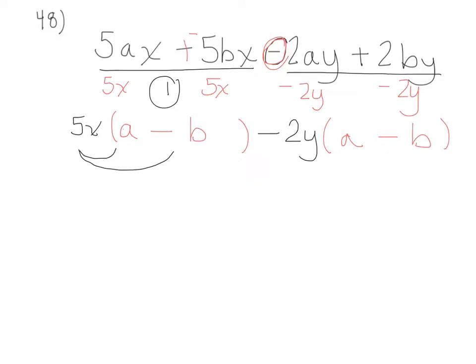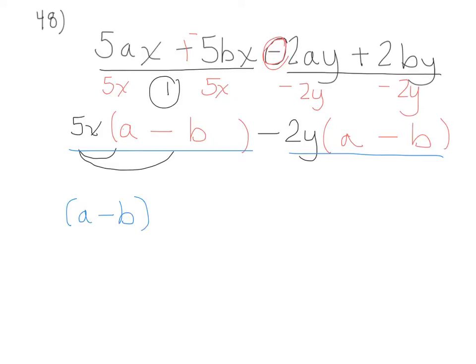I mentioned in class, remember that when you factor correctly by grouping, you're going to find that the two groups that you get have something in common. If they don't, you've probably done something wrong. So now I notice that what they have in common is a minus b. So my greatest common factor is a minus b.